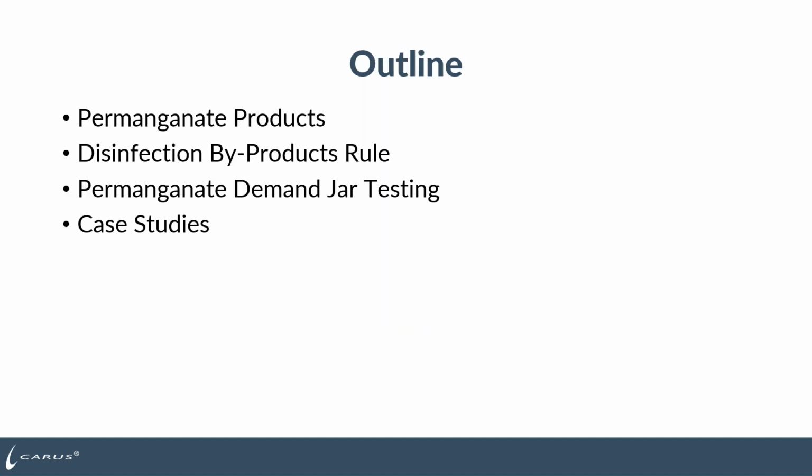Thank you, Ashley. So, the outline of our presentation today: we'll talk about the different options for permanganate products to be used for disinfection byproduct control. We'll then specifically talk about the two stages of the disinfection byproduct rule. We'll go through how you determine how much permanganate you're going to feed when you have an issue, so we'll go through jar testing, and then we'll go through multiple case studies. If you have any questions, please feel free to type them into the question pane, and we'll get to them at the end of the presentation.